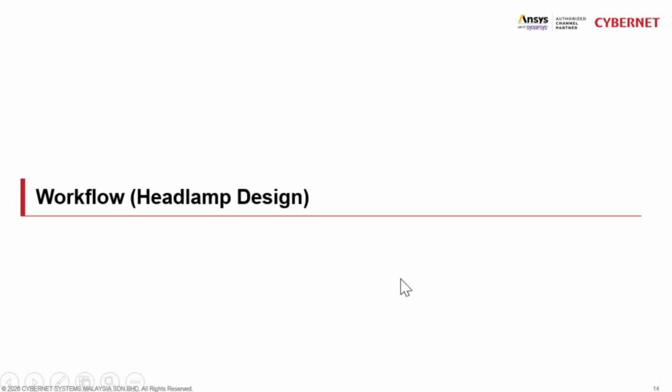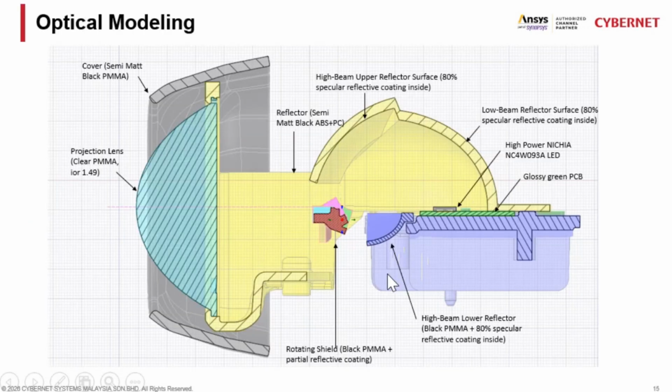Okay, so now I will go through the workflow, using an example, which is the headlamp design. So first one is the optical modeling. We will import all the geometric design or the CAD design in, for example, CATIA, NX, or Creo.